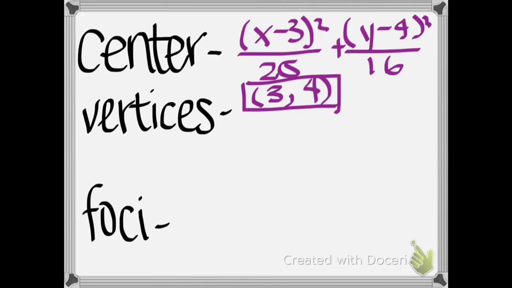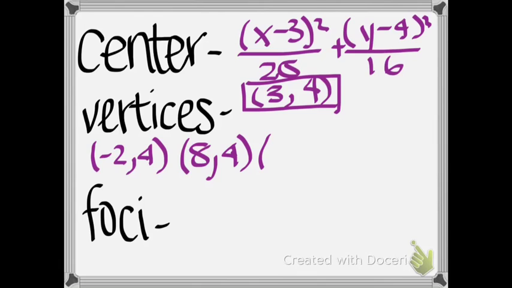Since it's a horizontal ellipse, the vertices will be (h minus a, k), which is (-2, 4), and (h plus a, k), which is (8, 4). Also, it would be (h, k minus b), which is (3, 0), and (h, k plus b), which is (3, 8).